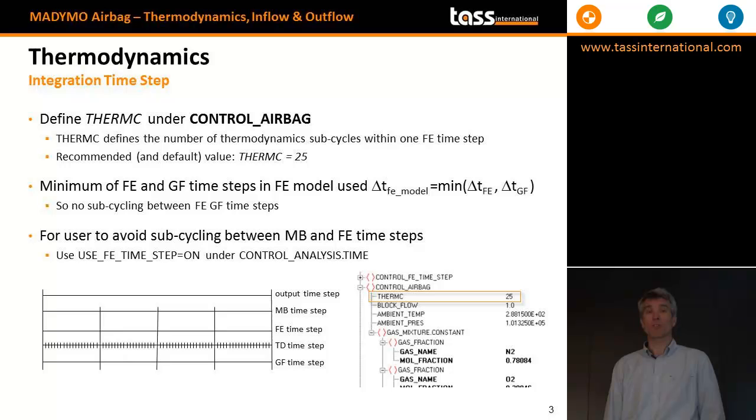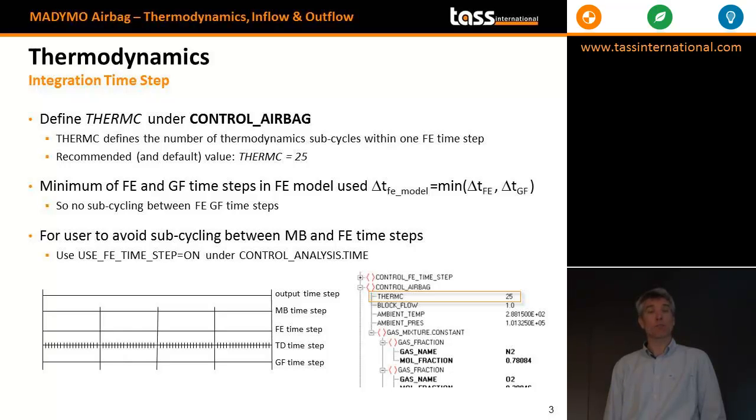For gas flow, it's slightly different. Gas flow has its own time step, which depends on the size, so the cell size, the temperature and the velocity. Those all make together the gas flow time step. Well, MADYMO takes the minimum of the FE and the gas flow, so there is no subcycling between FE and gas flow. However, it's still possible to have other subcyclings.